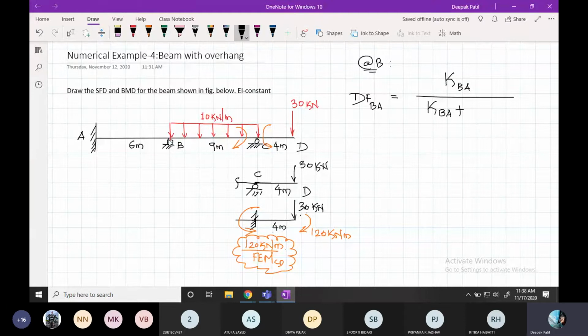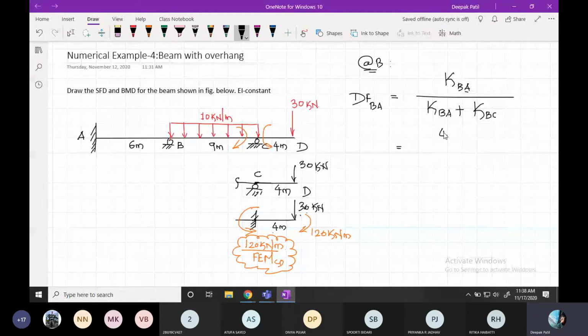So how many components are joining at B? KBA and KBC. So KBA plus KBC. So what formula will you use for KBA? Will you use 4 EI by L or 3 EI by L? Yeah, 4 EI by L, because if you see the second letter A is a fixed support. So in case of fixed supports, we always have to use 4 EI. So it is 4 EI over 6 divided by. So this will also be 4 EI over 6.